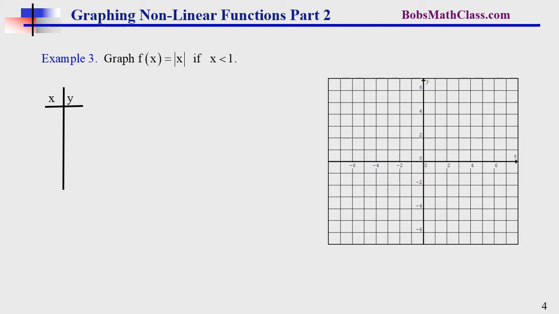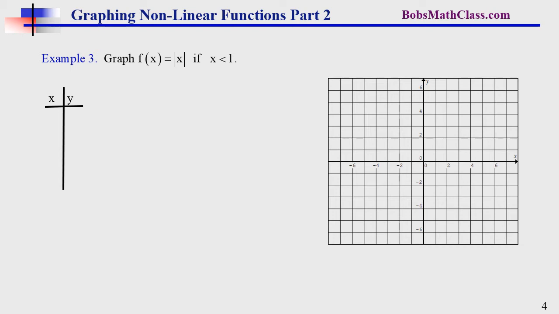Okay, our next one, f of x equals the absolute value of x if x is less than 1. So absolute value. Do you remember what the absolute value looks like? Right, it has that V shape. It looks like a V. It's a positive in front, so that means the V is going up. If there was a negative in front, the V would be going downward.